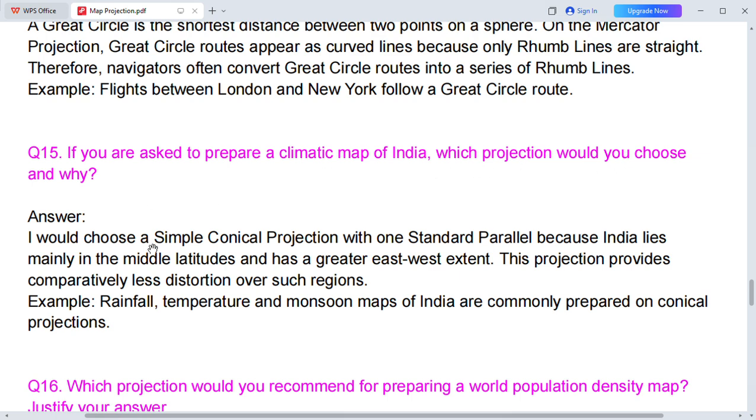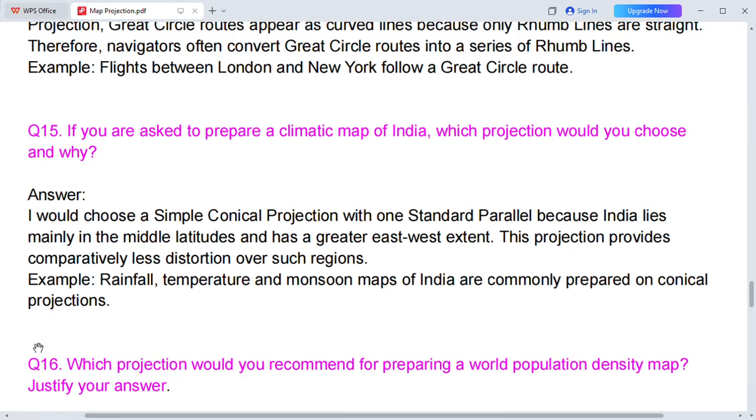So I would choose a simple conical projection with one standard parallel because India lies mainly in the middle latitudes and has a greater east-west extent. This projection provides comparatively less distortion over such regions. For example, rainfall, temperature and monsoon maps of India are commonly prepared on conical projections.